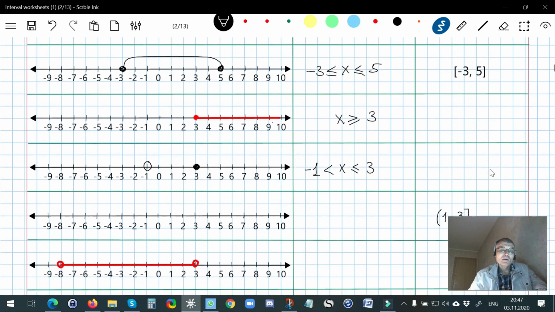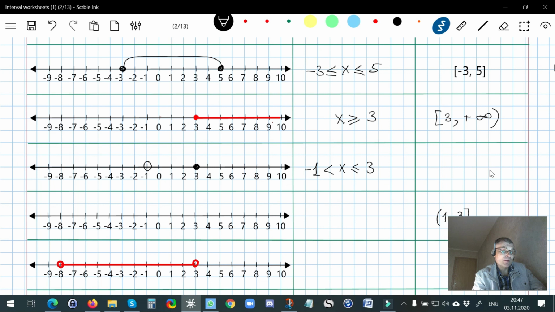In the last box here, I write just 3 with a square bracket. And here, remember, plus infinity, you never include it. It's always open. Here it is. It was done.